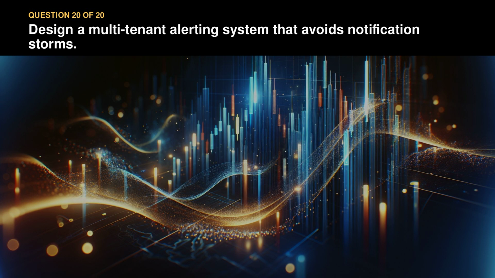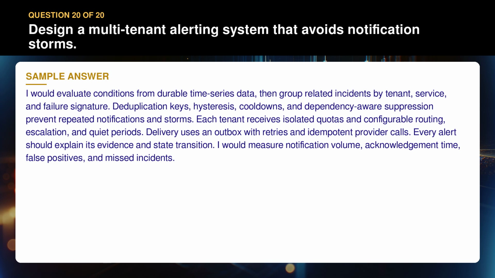Question 20. Design a multi-tenant alerting system that avoids notification storms. I would evaluate conditions from durable time series data, then group related incidents by tenant, service, and failure signature. Deduplication keys, hysteresis, cooldowns, and dependency-aware suppression prevent repeated notifications and storms. Each tenant receives isolated quotas and configurable routing, escalation, and quiet periods.